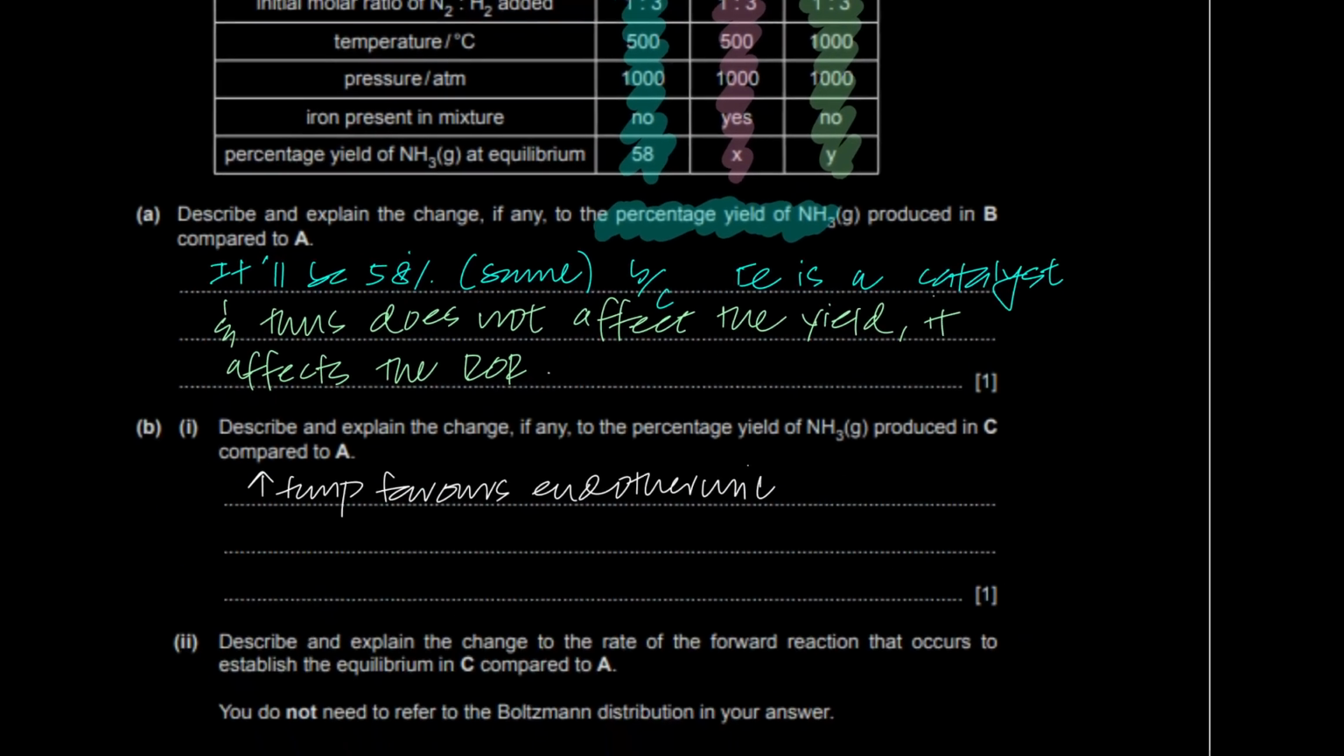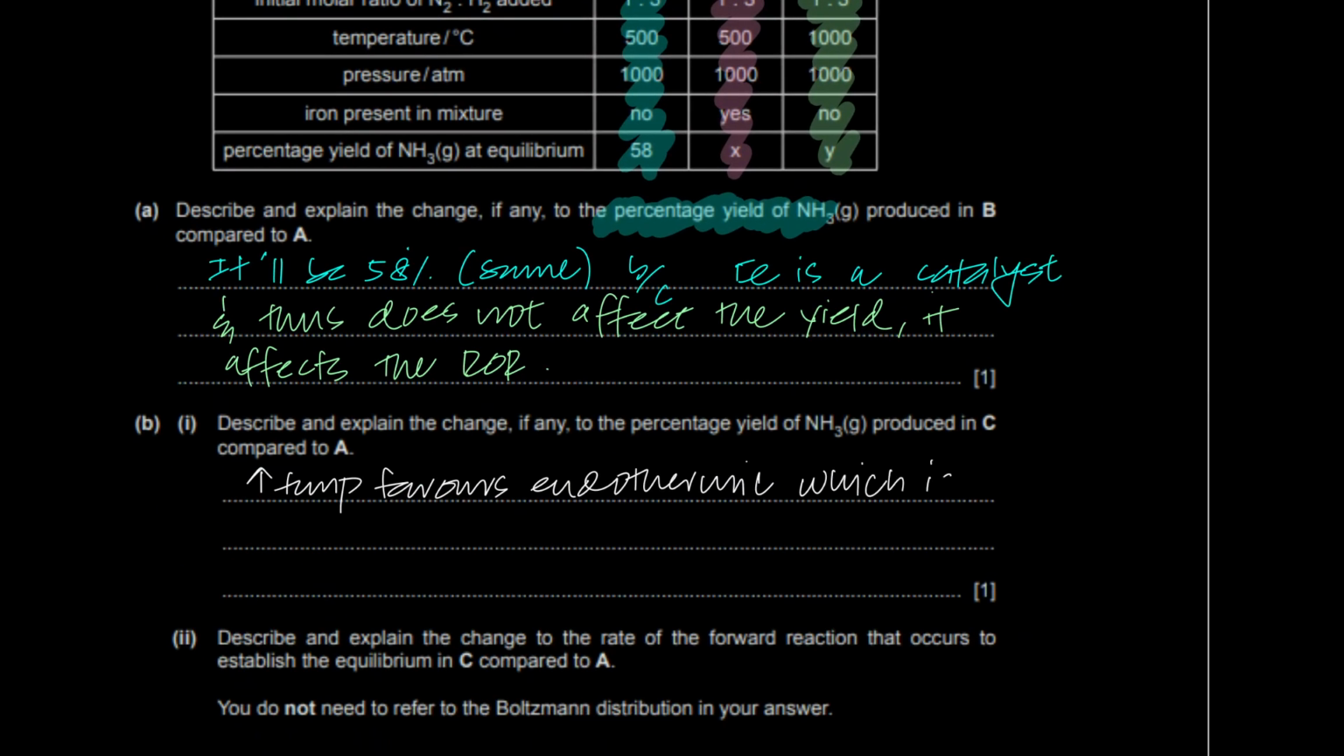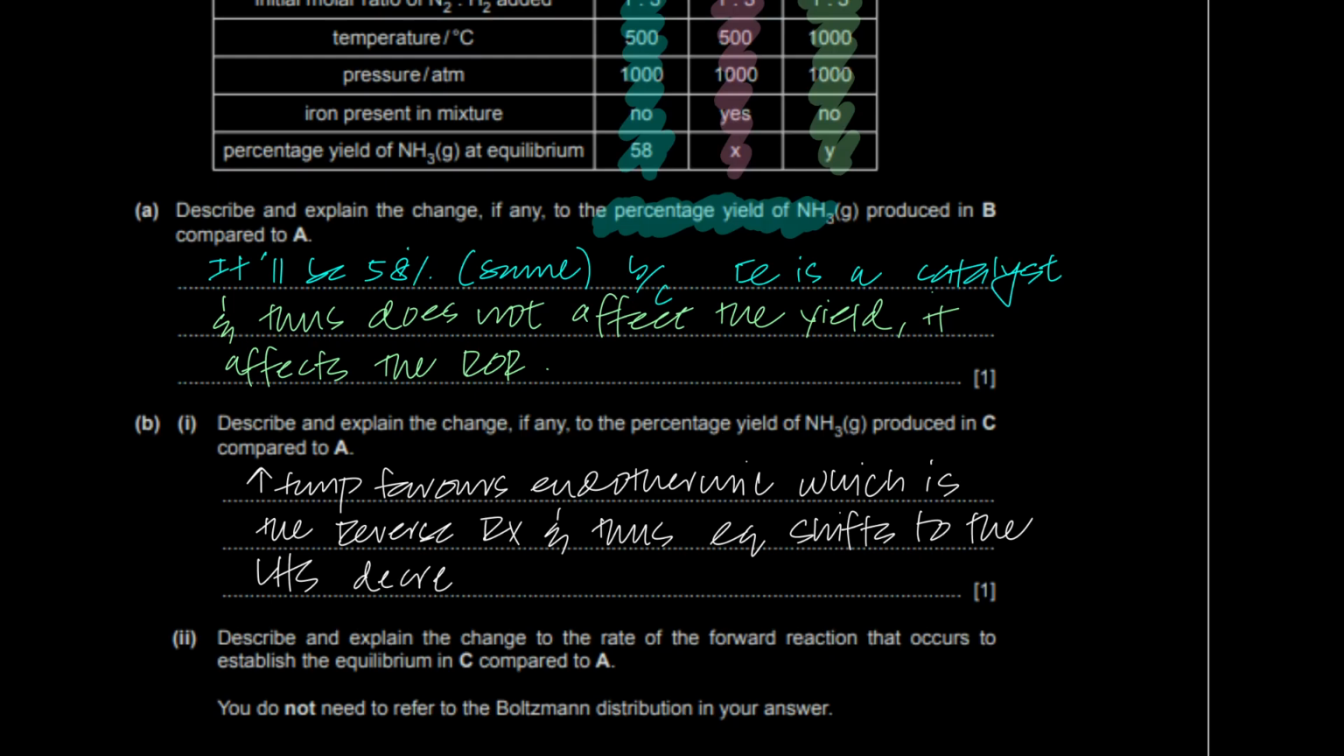It's the reverse reaction, and thus the position of equilibrium shifts to the left-hand side, decreasing the yield of ammonia in C compared to A. Done. You have to write these things for even a single mark. It's important to tell the examiner you know all of this stuff.